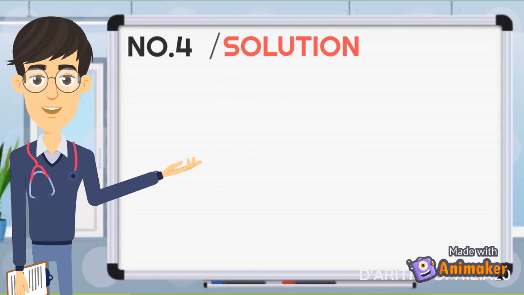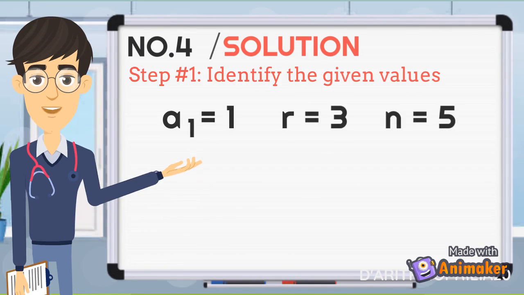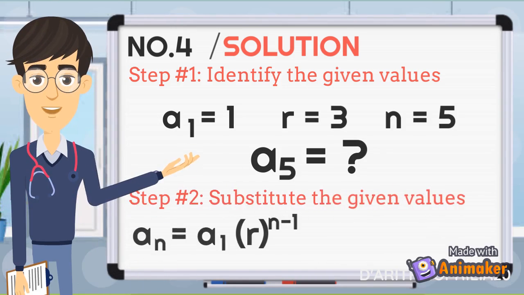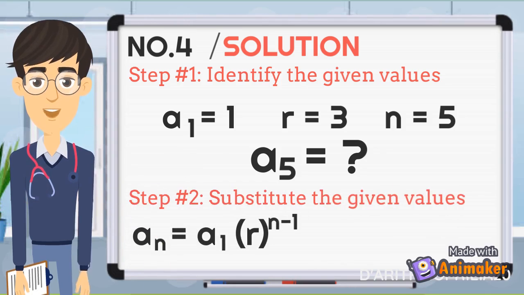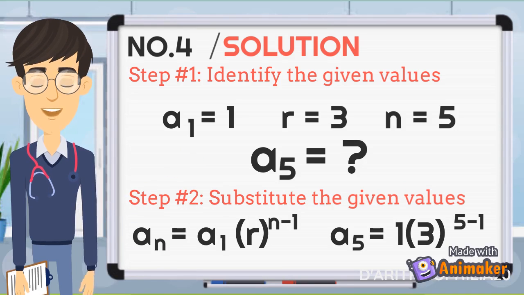In solving this problem, we will again be following 3 steps. First, let us identify our given and missing values. We have a sub 1 equals 1, r equals 3, n equals 5, so we are looking for the value of a sub 5. Second, all the given values will be substituted to our formula. So, we now have a sub 5 equals 1 times 3 raised to the power of 5 minus 1.